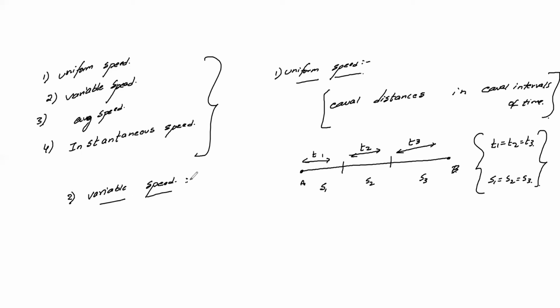Variable speed. For an object moving with a variable speed, the average speed covers unequal distances in equal intervals of time. The distance may be unequal, but the time duration is equal here. So this is your variable speed.